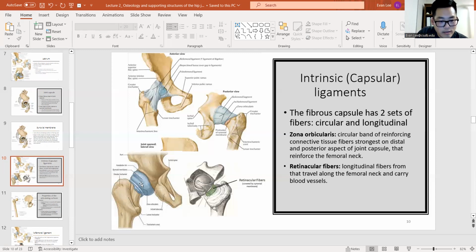Now, if you look here, kind of in the deep regions, here's the synovial membrane, but under the synovial membrane, this right here, this is called the retinacular fibers. The retinacular fibers are going to be longitudinal, as in not circular. They will be kind of straight from head to neck. This is where you'll have blood vessels travel, but it's going to basically just travel along the neck of the femur. So pretty deep, retinacular fibers, and then zona orbicularis.